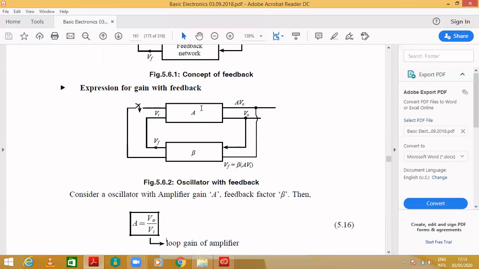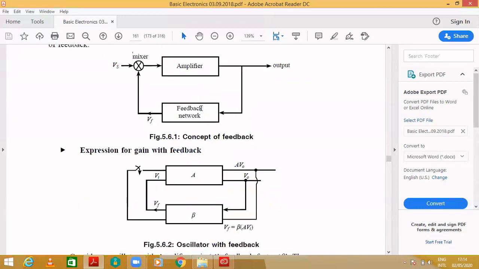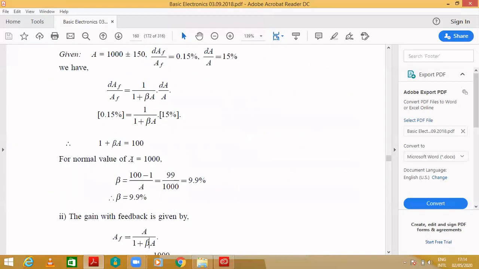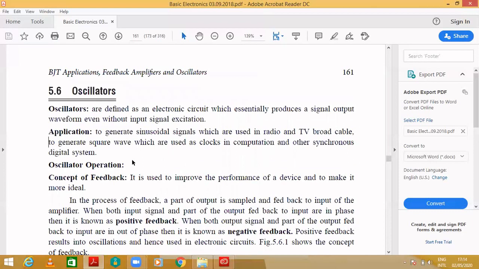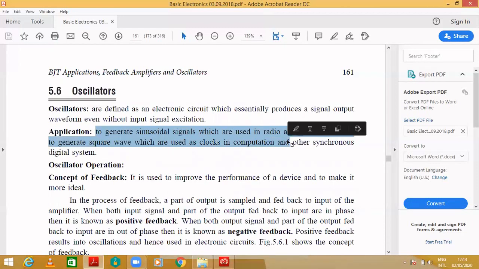So let's see. The only difference between the feedback concept and the oscillator with feedback is that we are not giving any input and there is no mixer. So that's why there is no input and no mixer. So in oscillators, as I already told, it will produce the output without any input. The application is to generate signals in TV or broadcast, in radio, which are all used in TV and radios. So next is the concept.